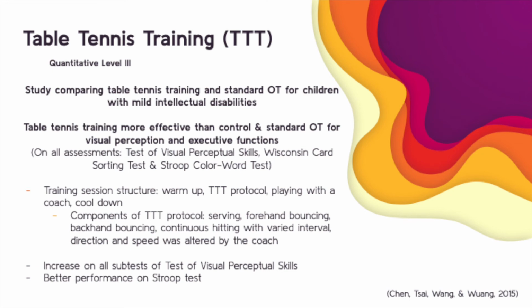Table tennis training is a specific intervention protocol that we found to be interesting, and this study was done with children with mild intellectual disabilities. Training involves warm-ups, specific table tennis performance skills like serving, playing with a coach, and then a cool-down. This study found that it was more effective than standard OT for visual perception and executive functions, according to assessments.